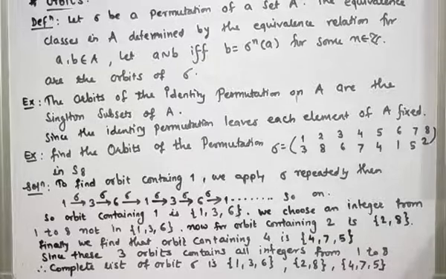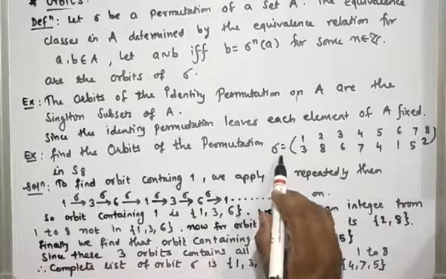These are the 3 orbits. The orbit containing 1 is 1 3 6, the orbit containing 3 is 1 3 6, the orbit containing 6 is 1 3 6. Next, the orbit containing 2 is 2 8, and the orbit containing 8 is again 2 8. Next, the orbit containing 4 is 4 7 5, the orbit containing 7 is again 4 7 5, and the orbit containing 5 is again the same, 4 7 5. These are the 3 orbits of the given permutation sigma, right?